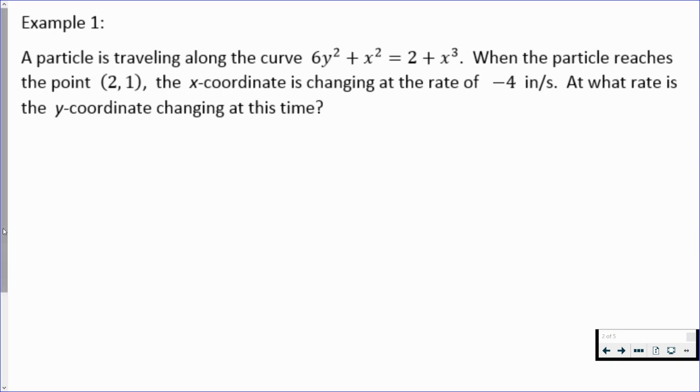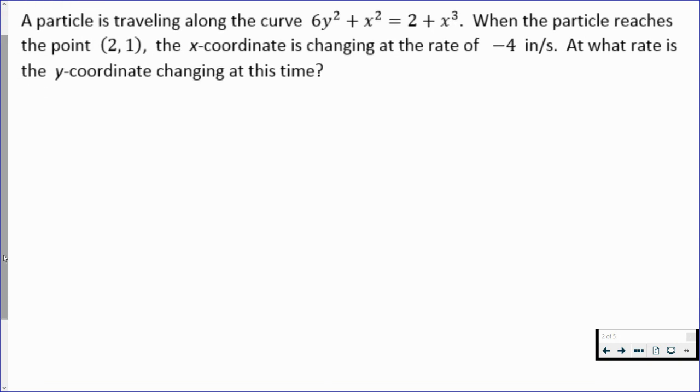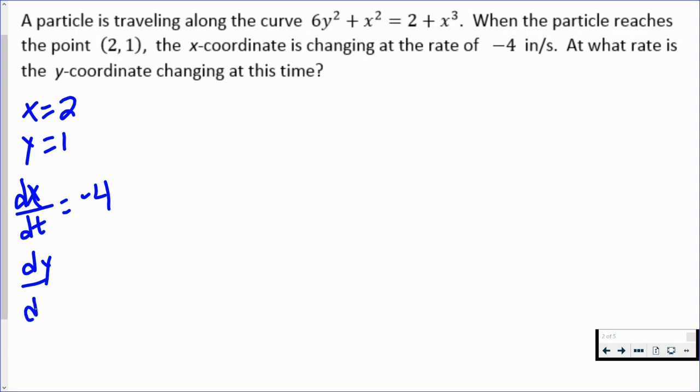Okay, so I'm going to scoot this down so we have plenty of room. We are going to take this derivative. That's the first thing that we're going to need, but I will go ahead and label some things that we know values for. At this time, x equals 2, y equals 1. The rate of change of x is -4 inches per second, so dx/dt is -4. And it wants to know at what rate the y-coordinate is changing, so I'm going to say dy/dt.